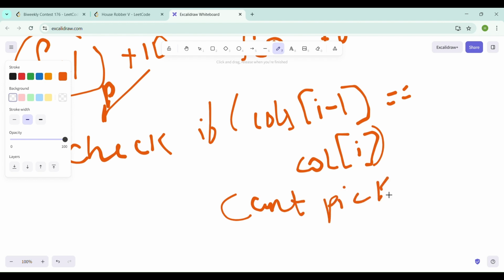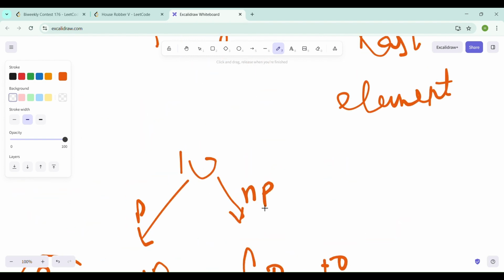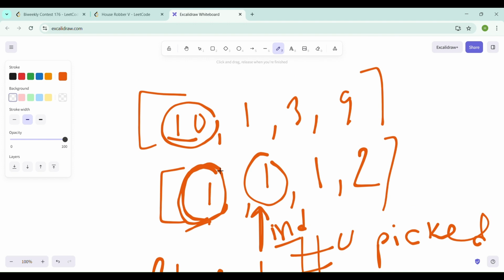So simply, when you come at this, you will check, okay, my flag is equal to 1. I just need to check colors of I minus 1, whichever index you are currently standing at. You will see, yes, my flag is equal to 1. Let me check index I minus 1. Index I minus 1 has a color of 1. What does this mean? You can't pick this color, so you need to skip this element. You are bound to skip this element.